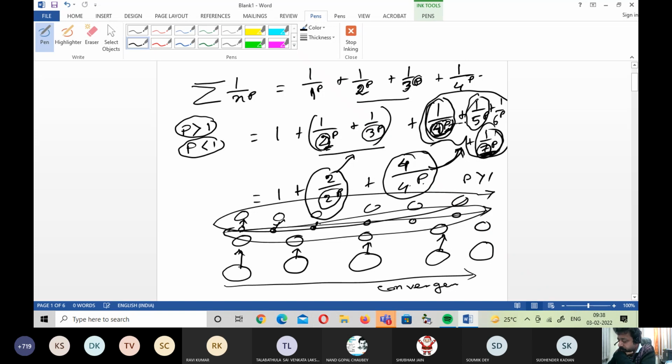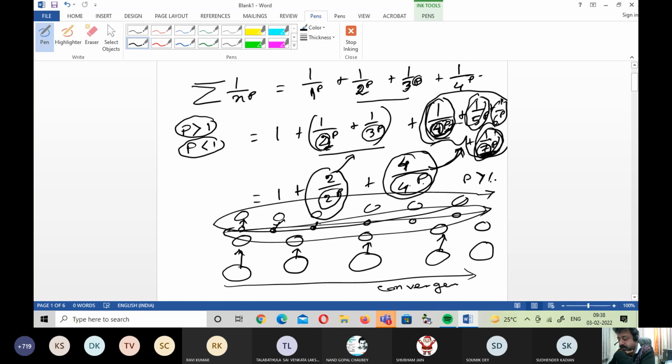Yes. You have compared with 1 by 5 to the power p, 1 by 6 to the power p, 1 by 7 to the power p. True, sir. So you have just added 4 by 4 to the power p, that is 1 by 4 to the power p four times. As 4 to the power p is lesser, 1 by 4 to the power p is higher than these terms if p is greater than 1.